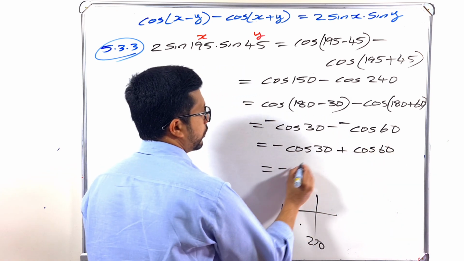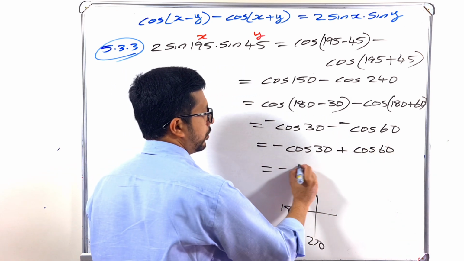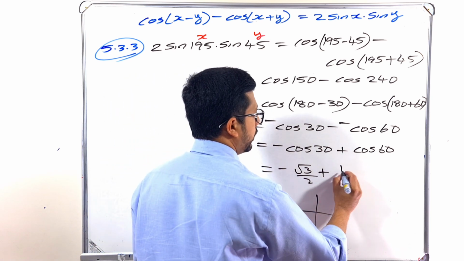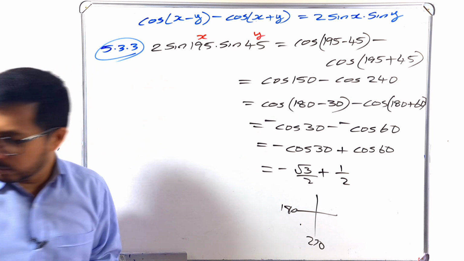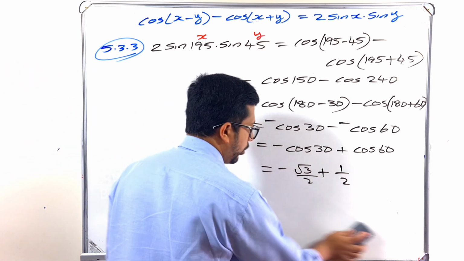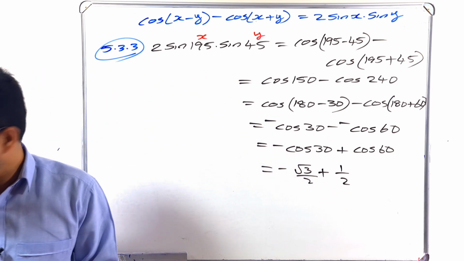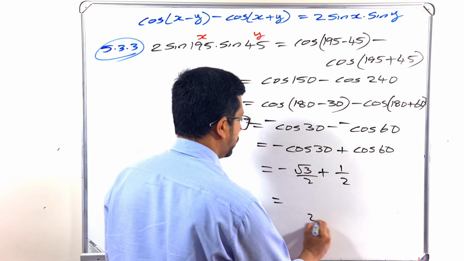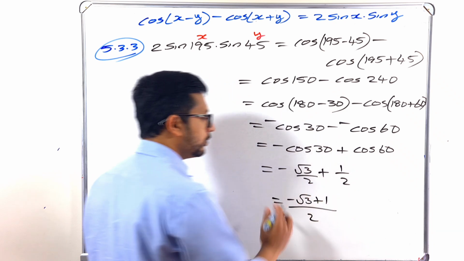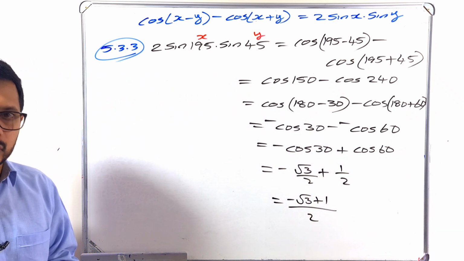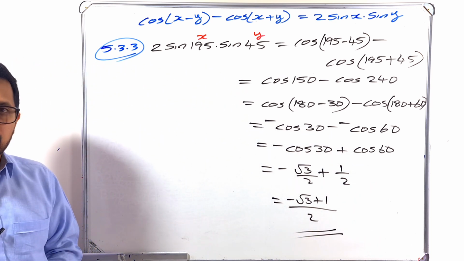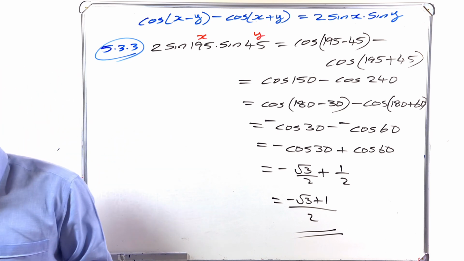So what is the answer of cos 30? Cos 30 is root 3 by 2, that's a special angle. Plus cos 60, that is 1 over 2. So there you can see that both have the same denominator, so the LCM is 2. So we take the LCM as 2, then the remaining is minus root 3 plus 1, or 1 minus root 3 by 2, and that's the answer. Okay, so that is 5.3.3. Now let's move to question number 6.